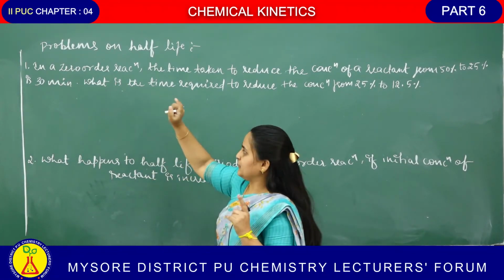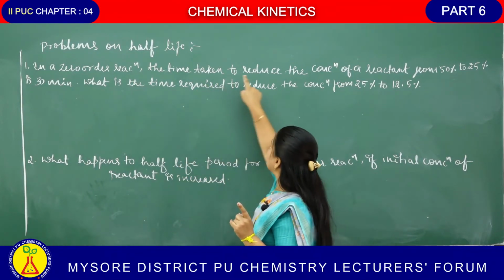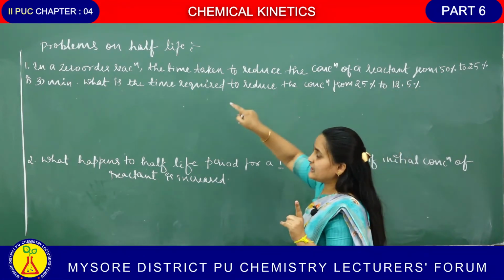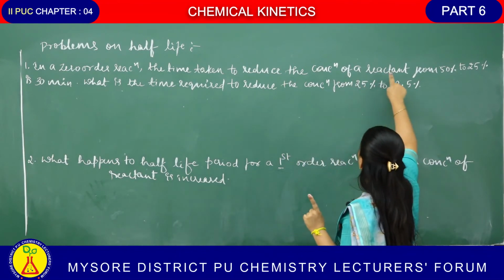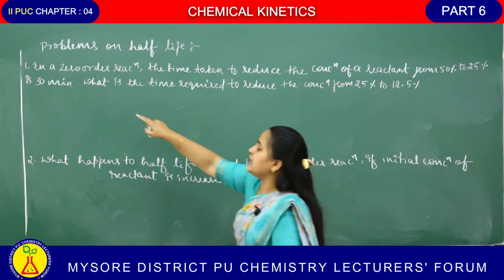First, see question number 1. In a zero order reaction, the time taken to reduce the concentration of reactants from 50% to 25% is 30 minutes.